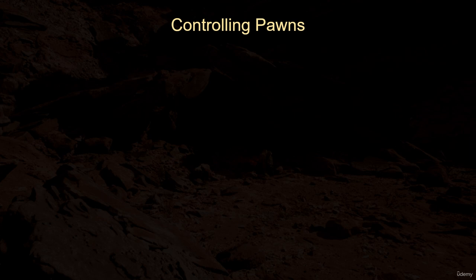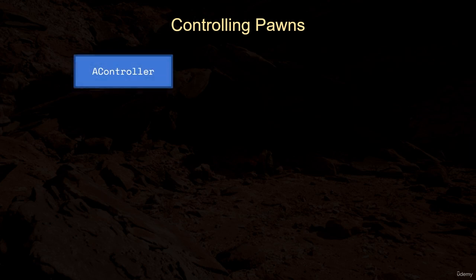Welcome back. So now that we have a bird pawn and it's actually flapping its wings, we now want to actually move the pawn, and that means we need to control the pawn. So let's discuss how that works in Unreal Engine. Now, in the engine, as soon as you start playing the game, a controller is spawned and assigned to you as a player. This controller is sort of your representation in the game. The game sees the controller and considers that to be you.